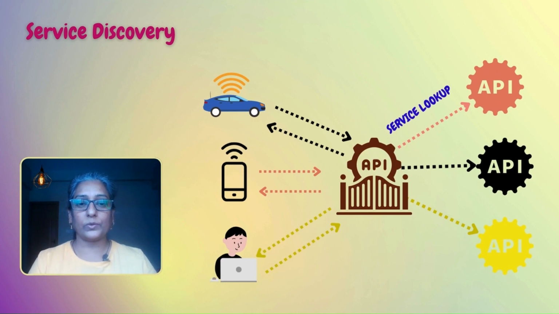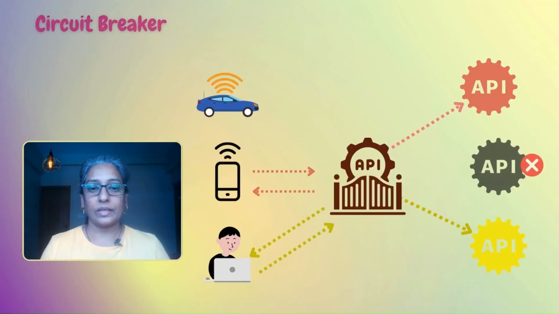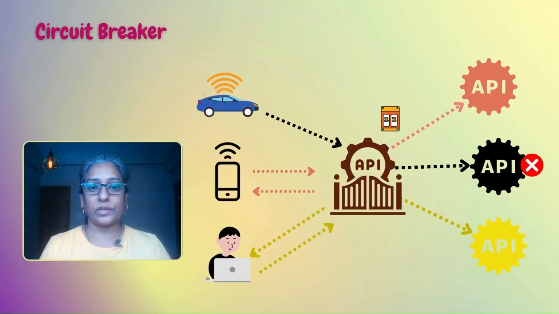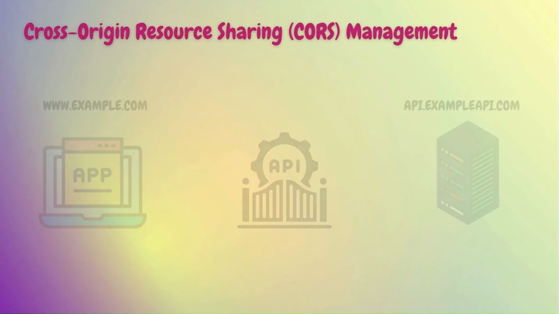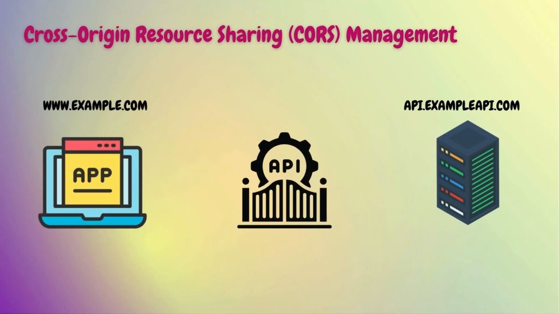API gateway can be used to discover other available microservices and their locations. This enables the client to access microservices without knowing their specific addresses. API gateway acts as a circuit breaker to prevent a single failed microservice from bringing the entire system down.